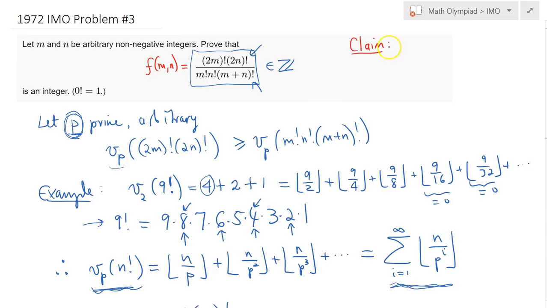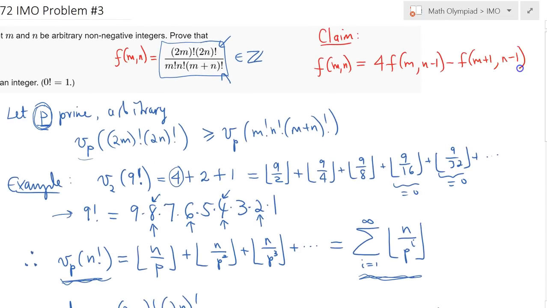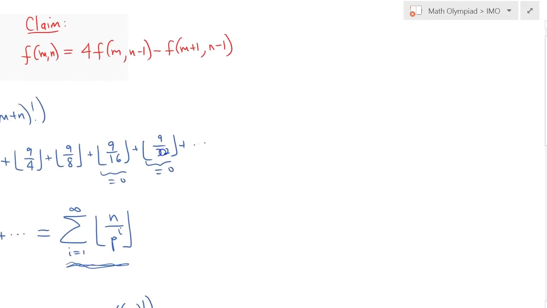I claim that f(m,n) is simply equal to the following. I will ask you to verify that. 4 times f(m, n-1) minus f(m+1, n-1). So I claim that this expression holds for all m, n. You can easily verify that.